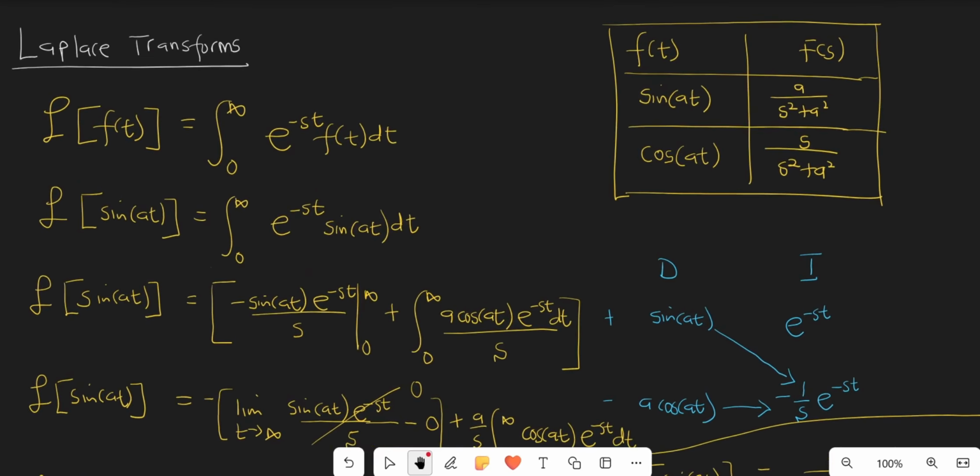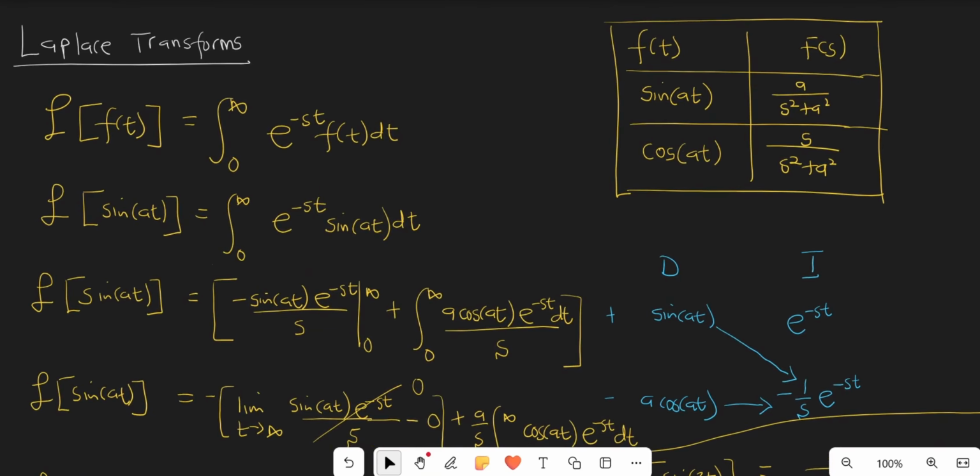So in my next video, I am going to find the Laplace transform of the sine hyperbolic and the cosine hyperbolic of at. So join me in my next video as we derive the formulas of the Laplace transform of these hyperbolic functions.